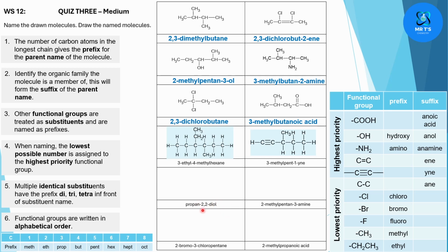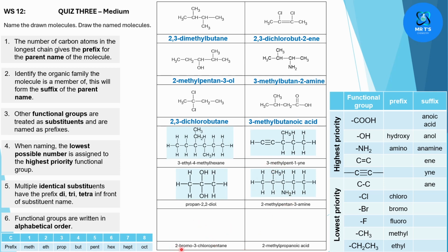The second one, propane-diol. Okay, so what does the di mean here? It means there are 2 OHs and they're coming off the 1st and the 3rd carbon. And the only way we can draw that is 3 carbons in a row, an OH attached at the bottom and 1 at the top. The next one, 2-methylpentan-3-amine. This is going to be 5 carbons in a row. The amine group is off the 3rd carbon and a methyl group off the 2nd carbon.